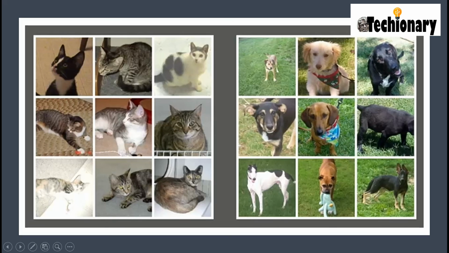So 6 are the cats we are feeding into our algorithm, and these 3 are the cats with which we are testing our algorithm, and our algorithm should say these 3 also belong to the cat category. When it comes to dogs, the same thing happens. We feed some random 6 dogs to our algorithm, and when we show the remaining 3 dogs, it should say yes, this belongs to the dog class.